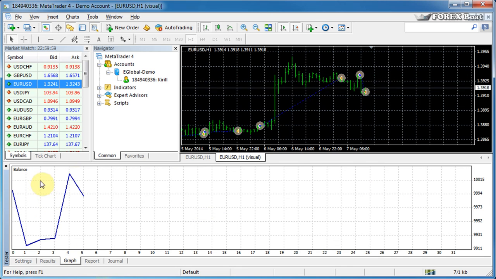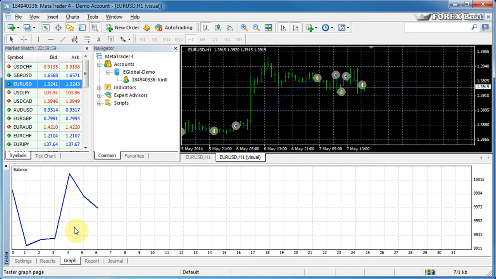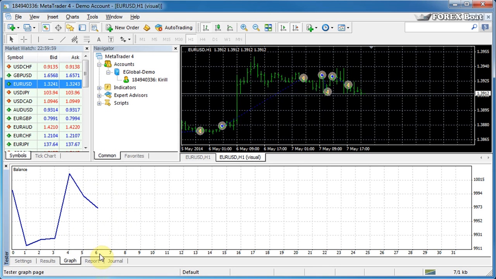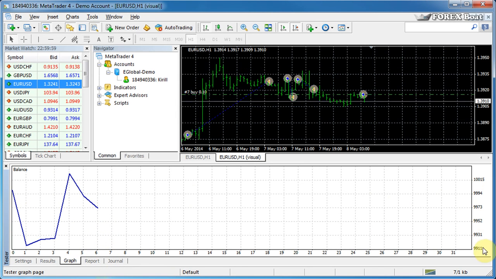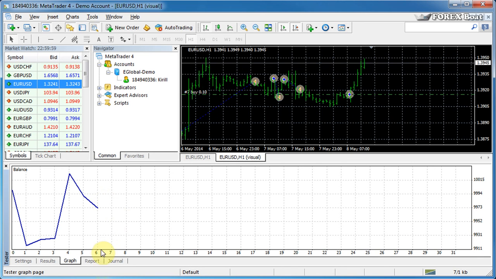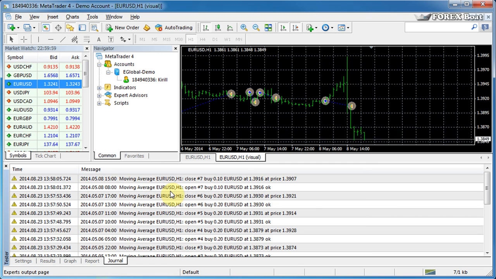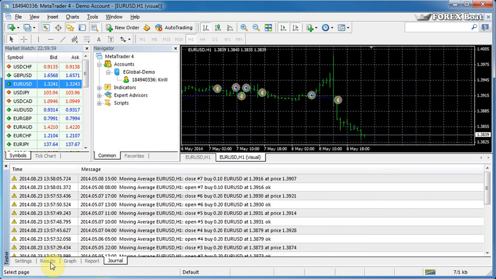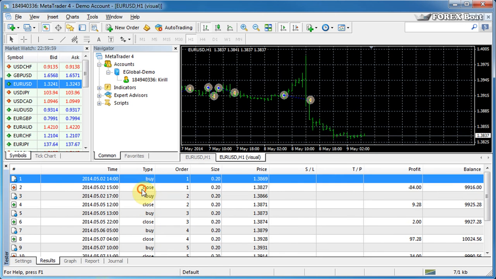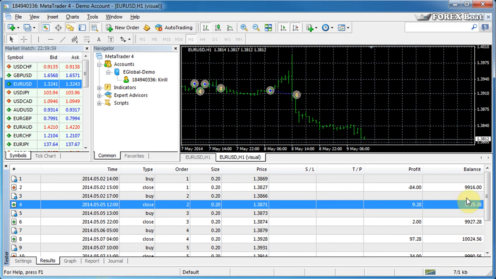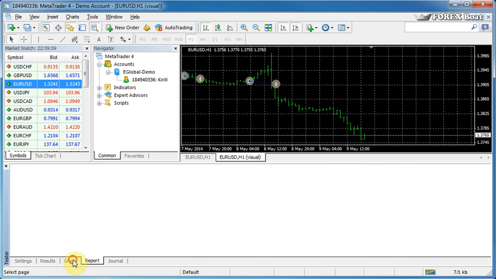If you go to the graph, it shows you how your balance is changing, not with time, sorry, but with every trade. We started with $10,000, and you can see here how your balance is going up and down. Journal shows you some journals on what the expert advisor is doing. Results actually lists every single trade. It's been opened, it's closed, open, closed, and so on. And you can see the profit that every trade is bringing you. The report's not ready. The report will be ready at the end.